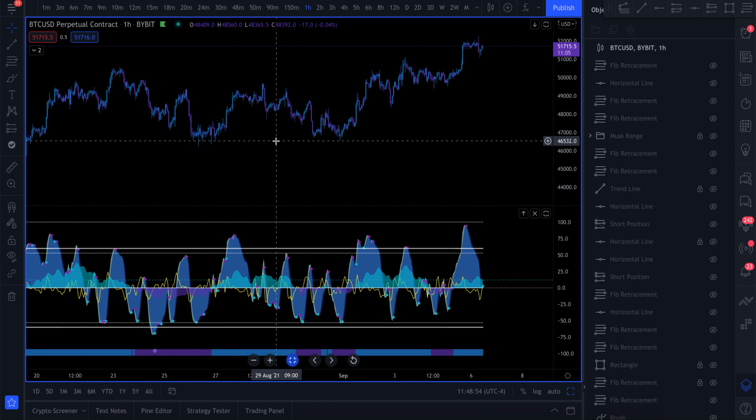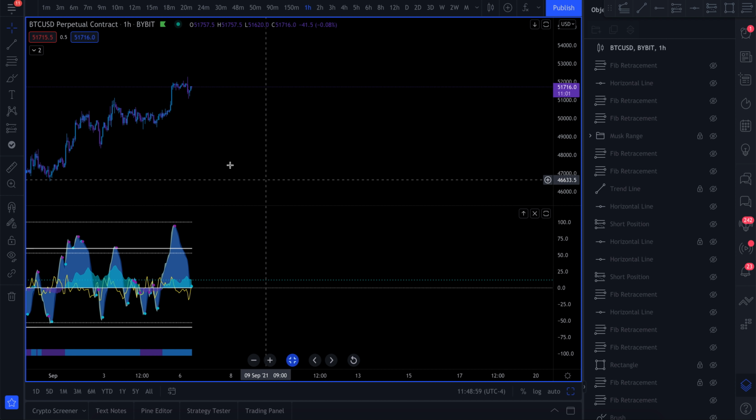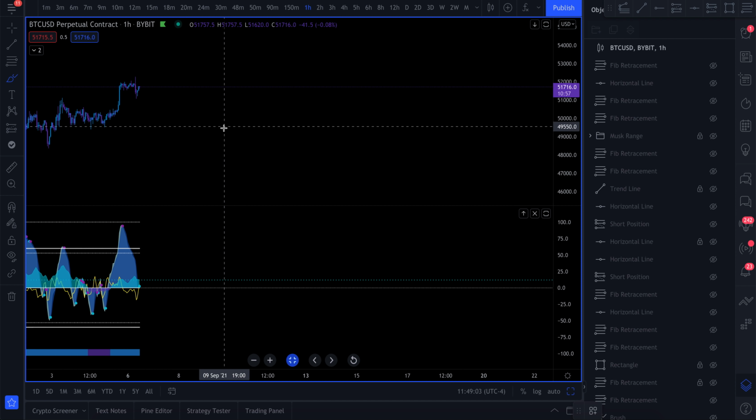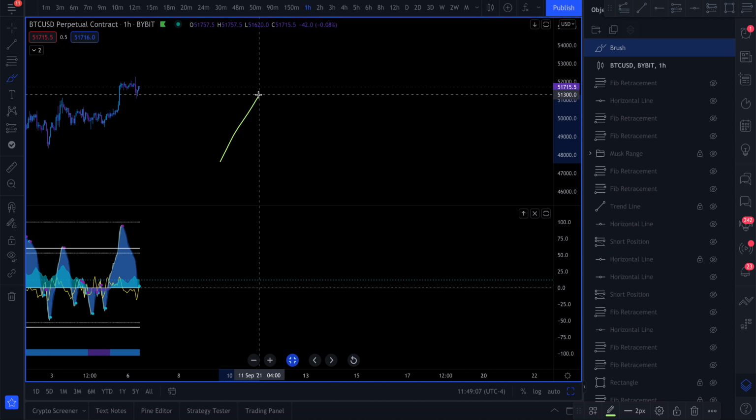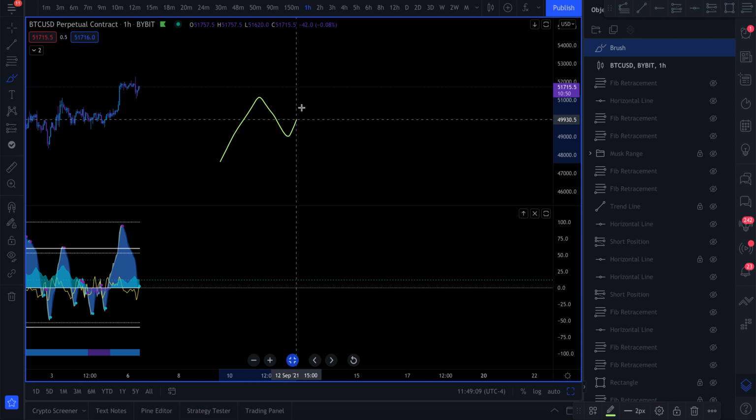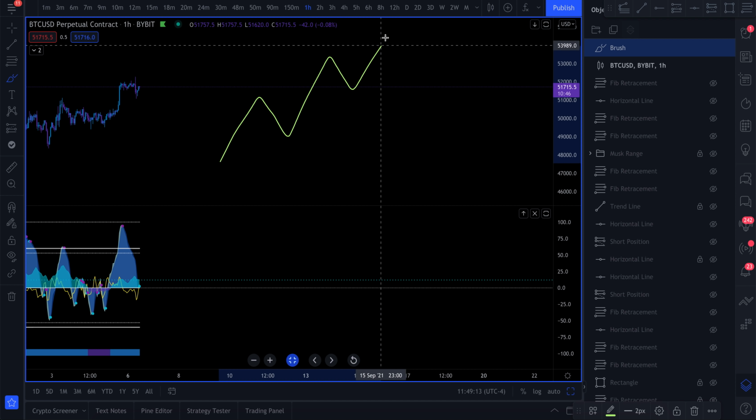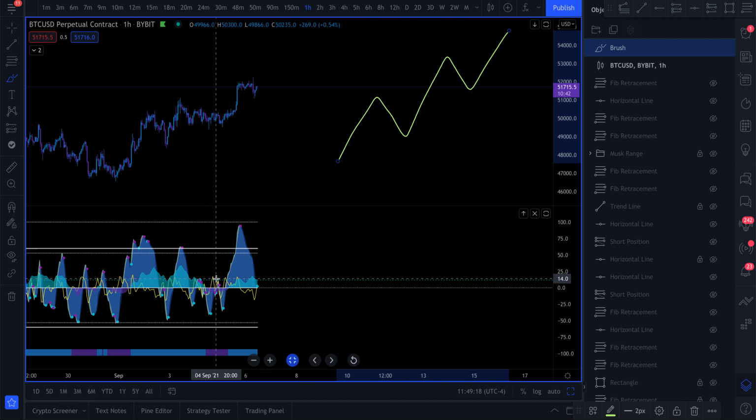So let's talk about what a divergence is. This is the bread and butter of this trading strategy, guys. A divergence is where Market Cipher and the price are doing something different. So if price is in an uptrend and it's making higher highs and higher lows, what we want to do is look at Market Cipher B, which will be mirroring price, right?